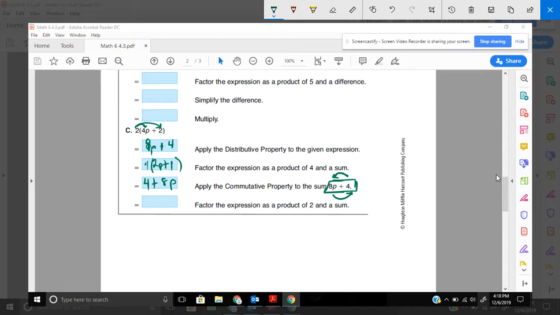And then lastly, factor the expression as a product of 2 and a sum. So now it wants us to take out 2. Okay? 4 divided by 2 would be 2 plus 8p divided by 2 would be 4p. Again, all of these are saying the same exact thing. If you look at this expression compared to what we started with, it's almost identical, except your 4p and your 2 are switched around.